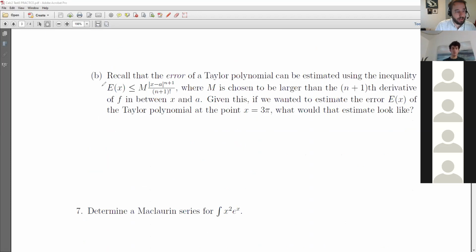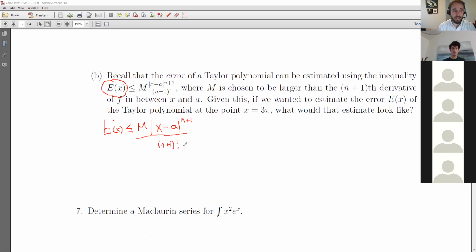And so the error expression is always about trying to find a bound on the error at a given x value. So trying to figure out what E of x is less than or equal to. So we need E of x to be less than or equal to, I'm just going to basically rewrite this, some constant M, which we need to figure out, times the x value we're looking at minus the point that our Taylor polynomial is centered around, all raised to the n plus 1, where n was the order of the Taylor polynomial, so what degree the polynomial was, all divided by n plus 1 factorial.